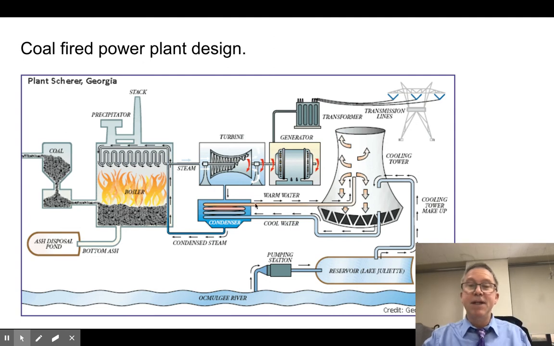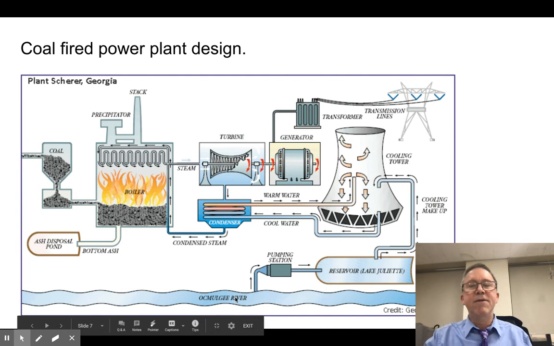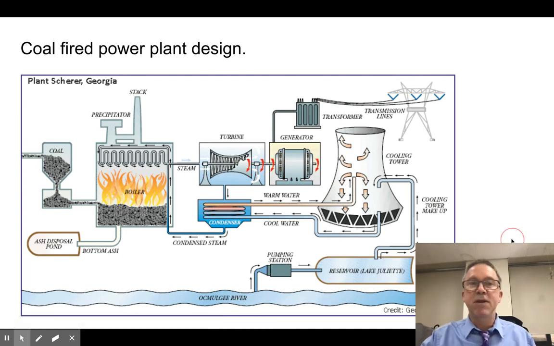Now, what happens then is this water that we use to condense this ends up picking up some of the heat. We let some of it go to the sky, and then we have to pump some of it into the river. And unfortunately, in doing so, we introduce some thermal pollution to rivers, which we talked about earlier.